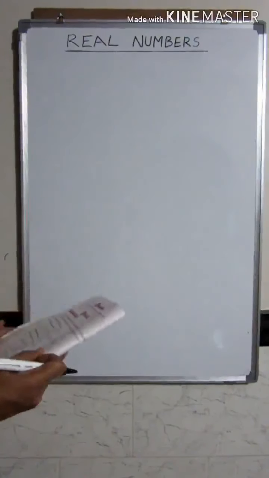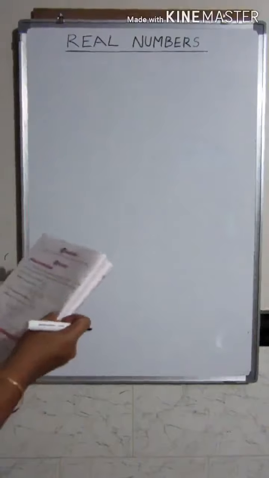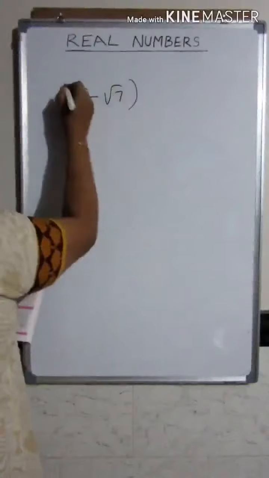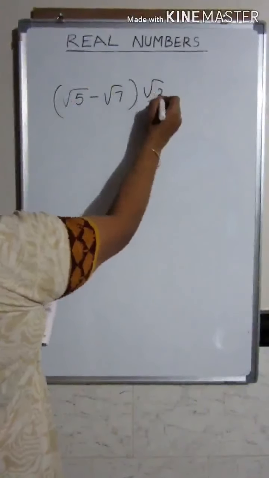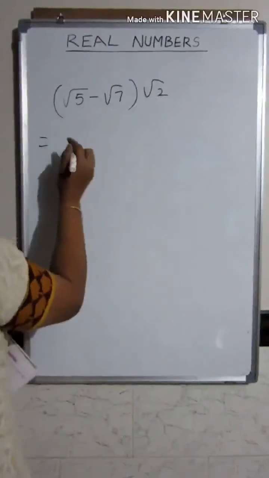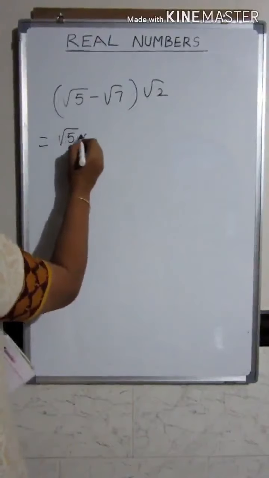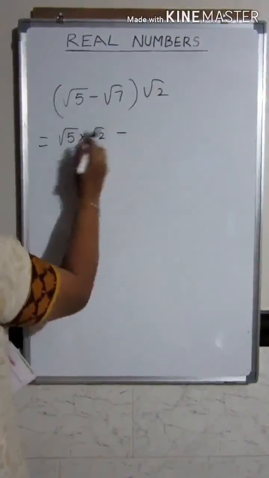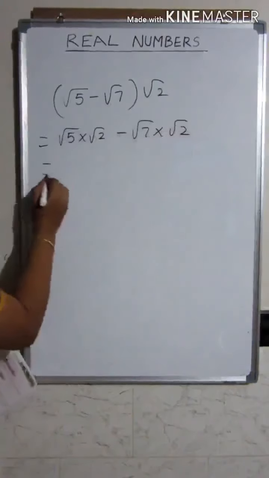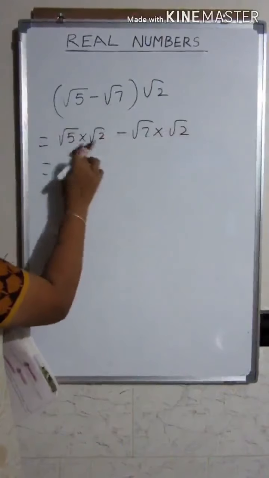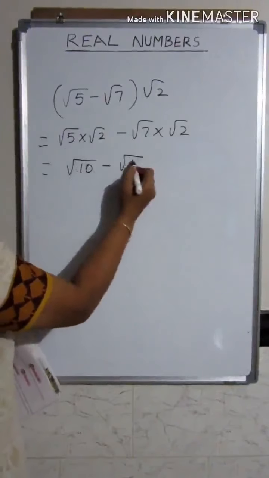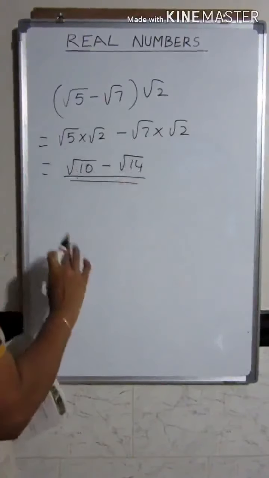Now how to do the multiplication of a binomial quadratic surd. You have root 5 minus root 7, and you have to multiply it by root 2. To do the multiplication, both terms you have to multiply by root 2. So you will get root 5 into root 2, minus root 7 into root 2. We have already learned that if the order is the same, you can multiply the radicals. So this will be 5 into 2, 10, minus 7 into 2, 14. So this is your answer. Only this much you have to do.